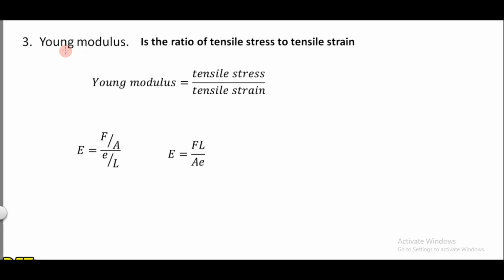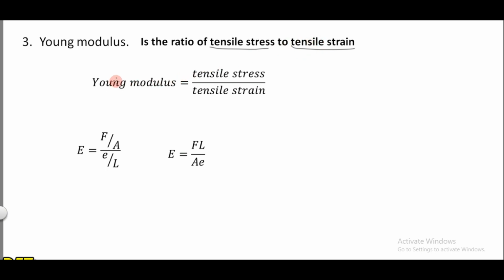All right, so here we're going to look at Young modulus. So what is Young modulus? Young modulus is the ratio of tensile stress to tensile strain. So mathematically, Young modulus is equal to tensile stress divided by the tensile strain. So it is the ratio of tensile stress to tensile strain.